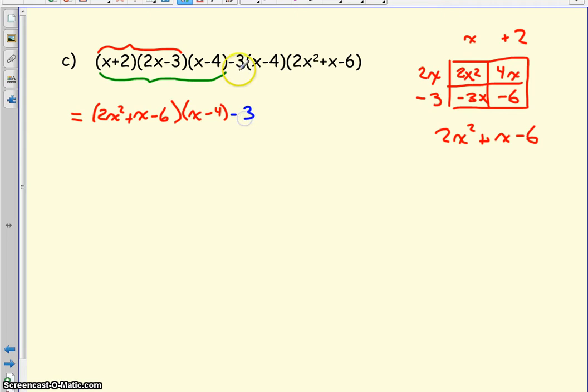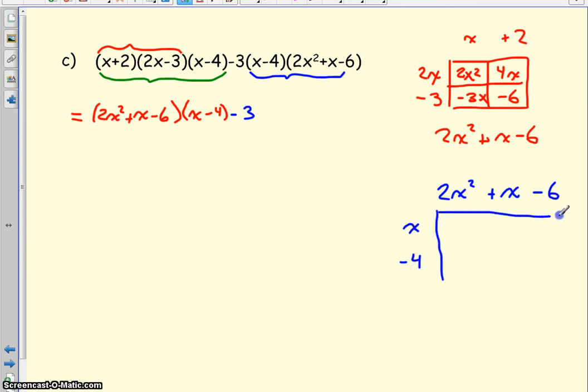Okay, and so we'll be able to deal with that in our next step, but now we have this minus 3, and again, I'm going to ignore the 3 for now. I'm just going to deal with this multiplication right here, the x minus 4 times 2x squared plus x minus 6. Okay, again, same idea, just a slightly larger array.